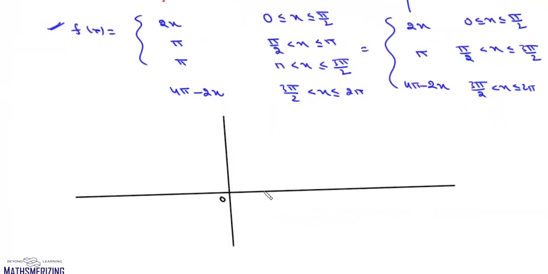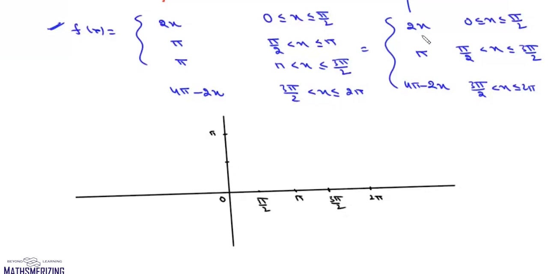Then we'll mark the points on the axis. So this is pi by 2, pi, 3 pi by 2 and 2 pi. Here also let it be pi by 2 and let it be pi.